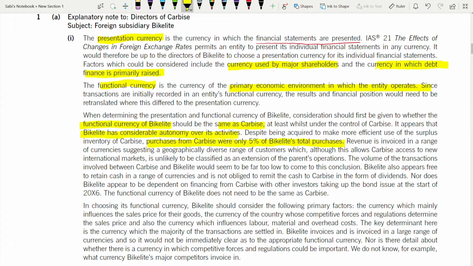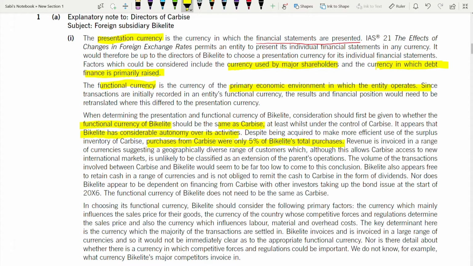It is very low. So Bakelite also appears free to retain cash in a range of currencies and is not obligated to remit the cash to Kirby in the form of dividends. There is no dividend from the subsidiary to the parent, as you can see. There is no obligation for the subsidiary to remit to the parent. Also, subsidiary means Bakelite. They have the freedom to retain the cash in a range of currencies. Nor does Bakelite appear to be dependent on financing from Kirby. If you see from the financing part, they are not dependent on the parent company, with other investors taking up the bond issue at the start of 2006.